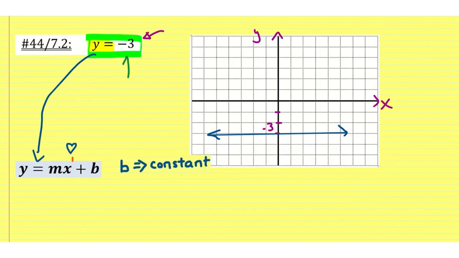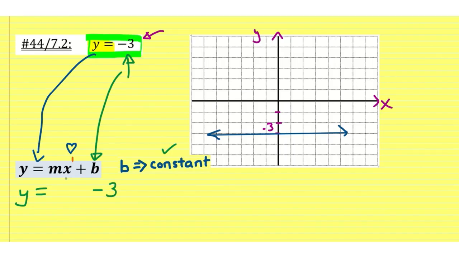Well, is -3 up here a constant? Is it just a number by itself? It's not a coefficient. It's not in front of another variable. It is just -3. It is a constant. So that means that we can put that -3 in that b position where the b is a constant. So I can write that as y is equal to, and then I'm going to put -3 because the b is equal to the -3.